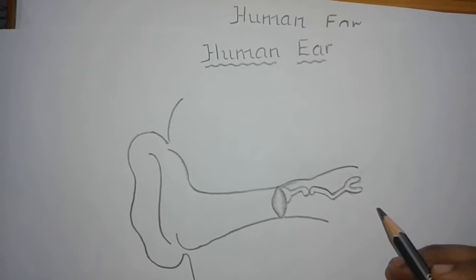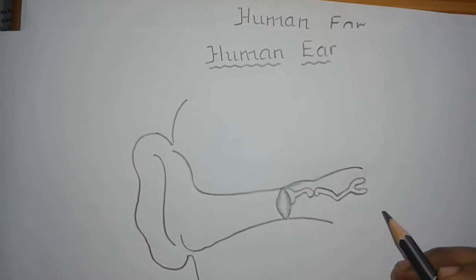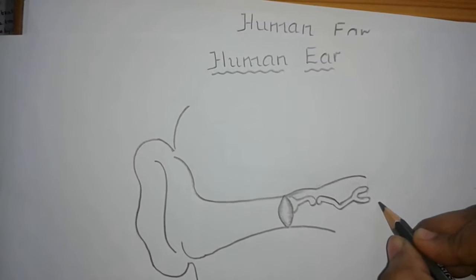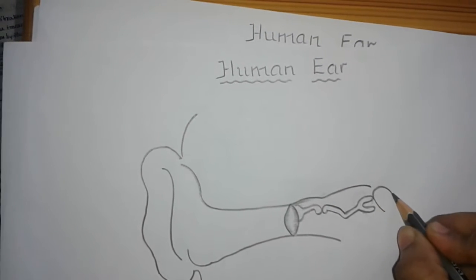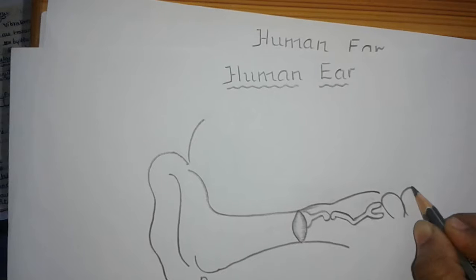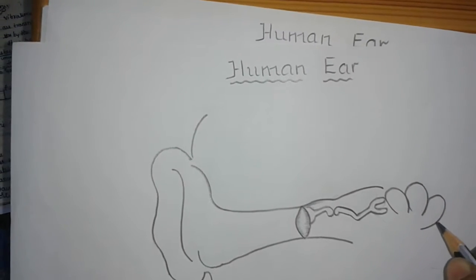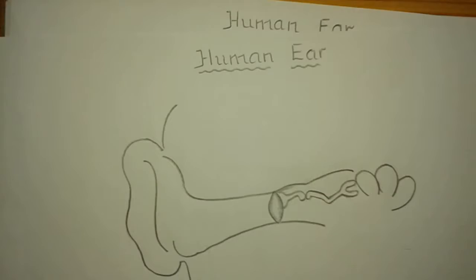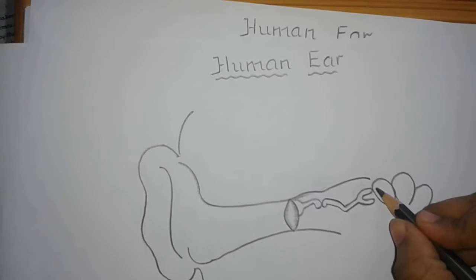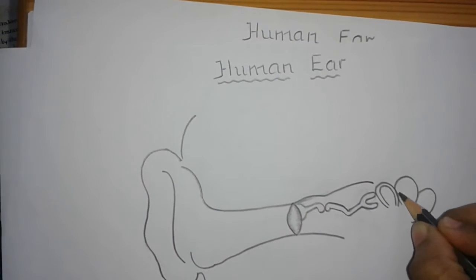Now the third part of the ear is the inner ear. The inner ear consists of an upper part called the utriculus. This utriculus consists of three semicircular canals. So draw the three semicircular canals like this.